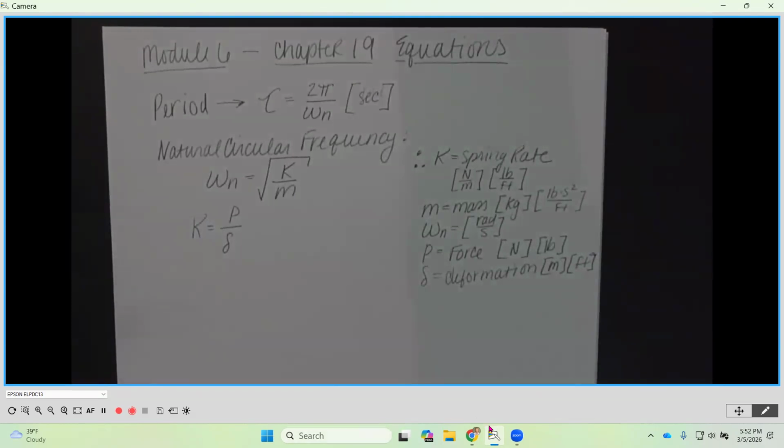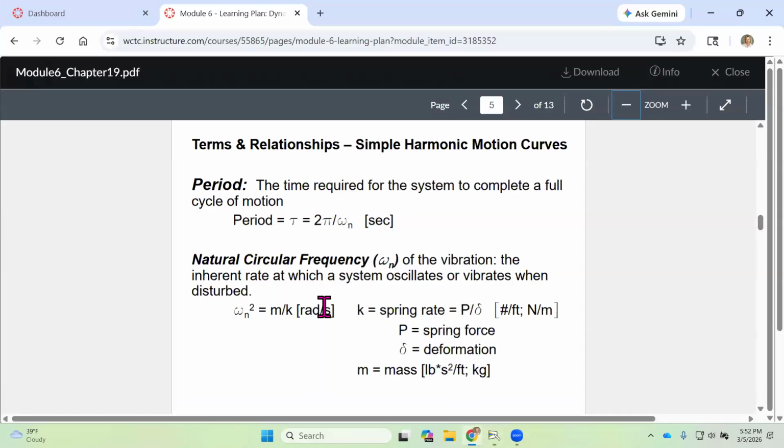So let's go back. I don't know if I got ahead of myself. I did a little bit. So period, we saw the natural circular frequency. Natural circular frequency of a vibration by definition is the inherent rate at which that system is going to oscillate or vibrate when it is disturbed. So this is only occurring when we're not in equilibrium, remember, okay? That's what vibrations are. And then this was that section that we just looked at, okay?